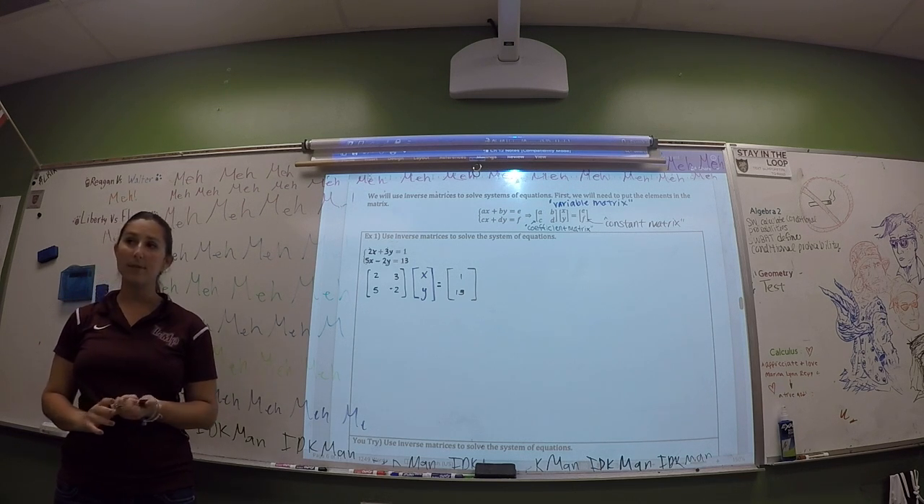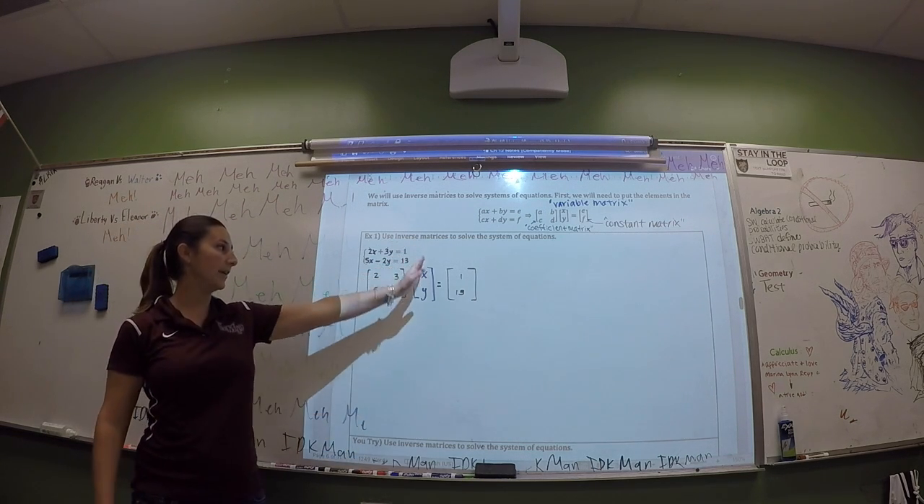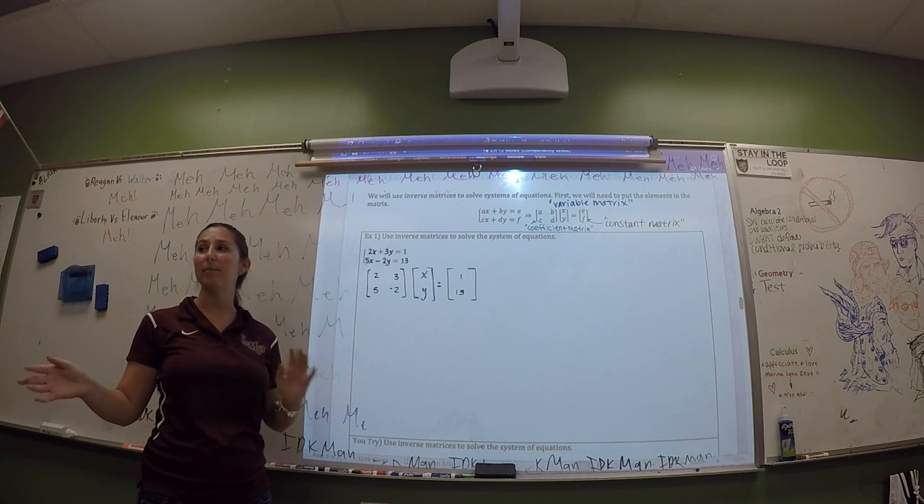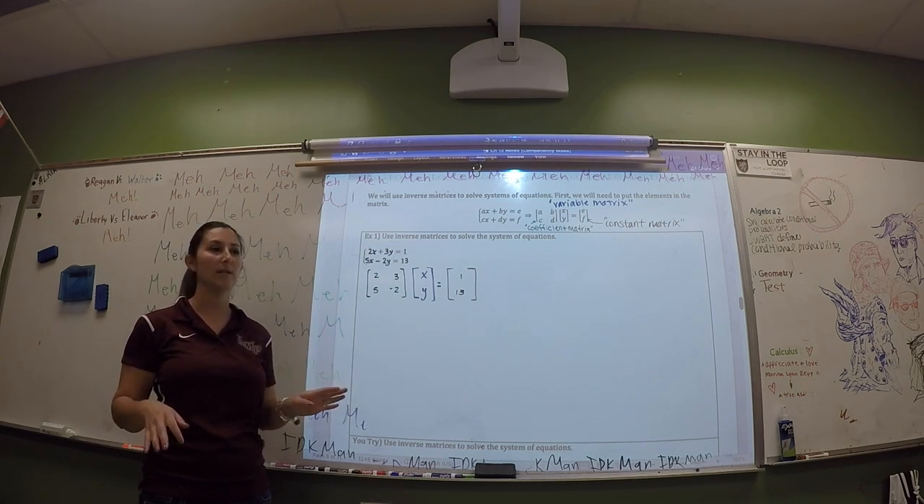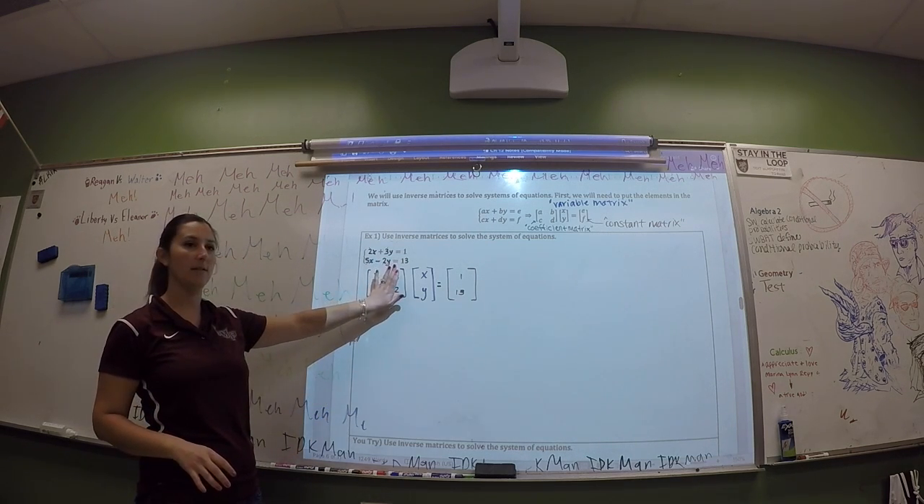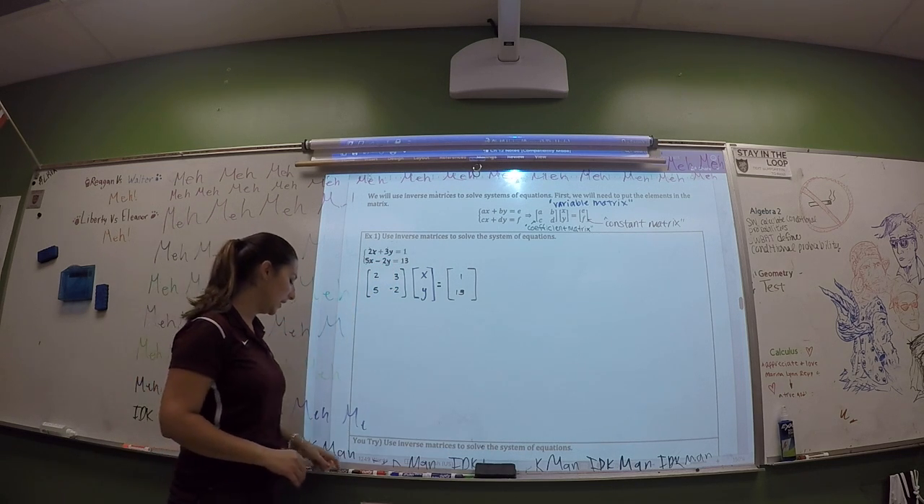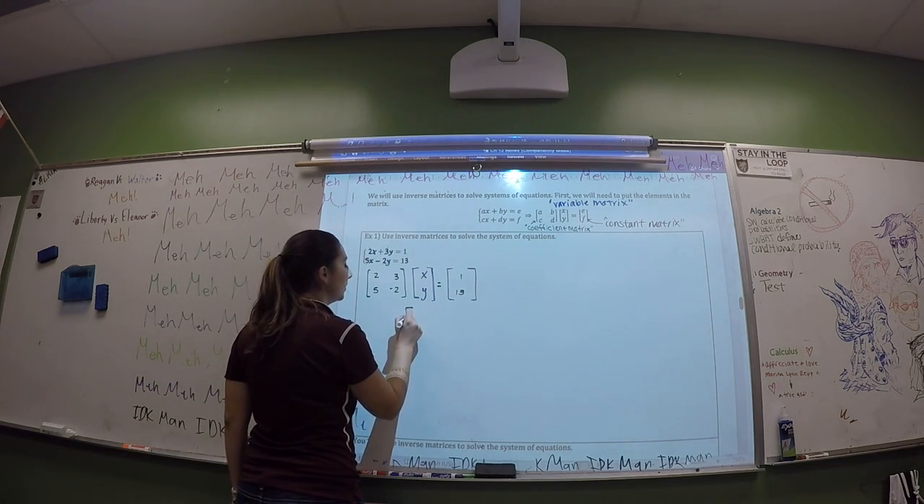All right, so now what we have to do is we have our variables that we want to isolate, get by themselves, solve for, etc. We need this gone. So what we're going to do is, hold on, I'm going to rewrite this real quick.